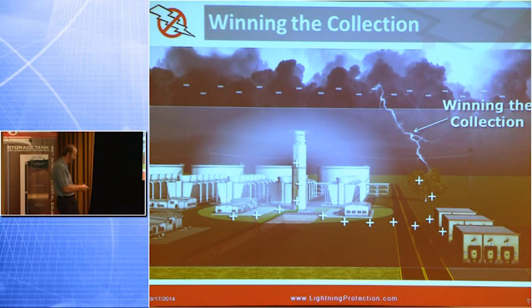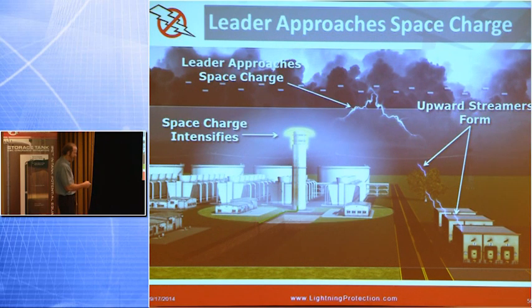So backing up here again, if we have a leader heading right for my protected zone, when it hits that space charge, it slows down. We're only talking a few milliseconds. We don't need much time, just enough time for its other branch to seek out and be collected by another streamer some distance away.